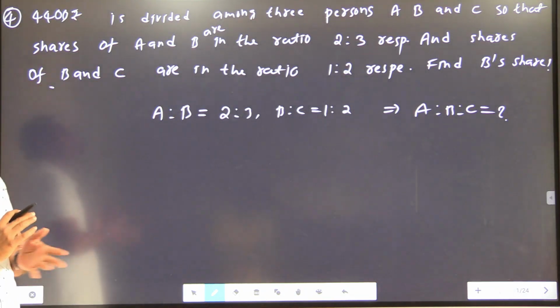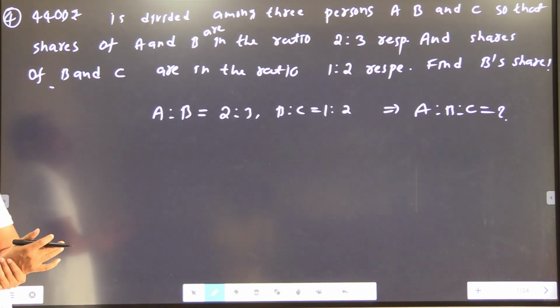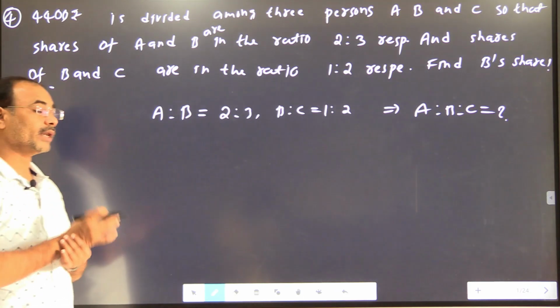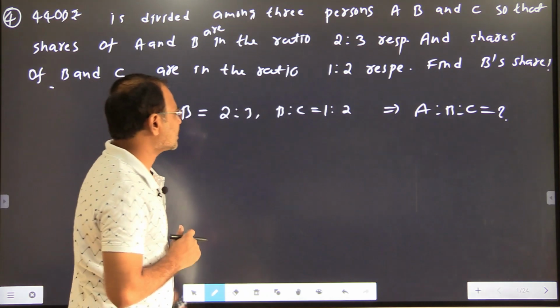A is to B ఉంది, మన దగ్గర B is to C ఉంది. Then we find A is to B is to C according to working rule 1, which we discussed.